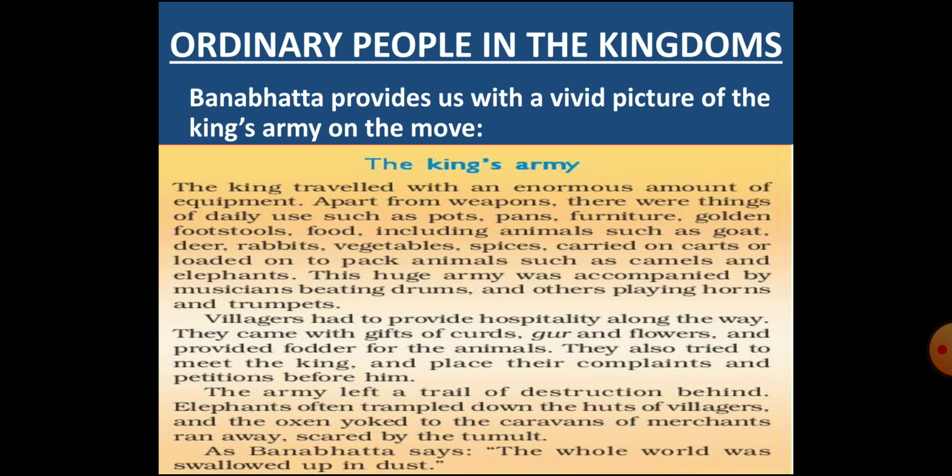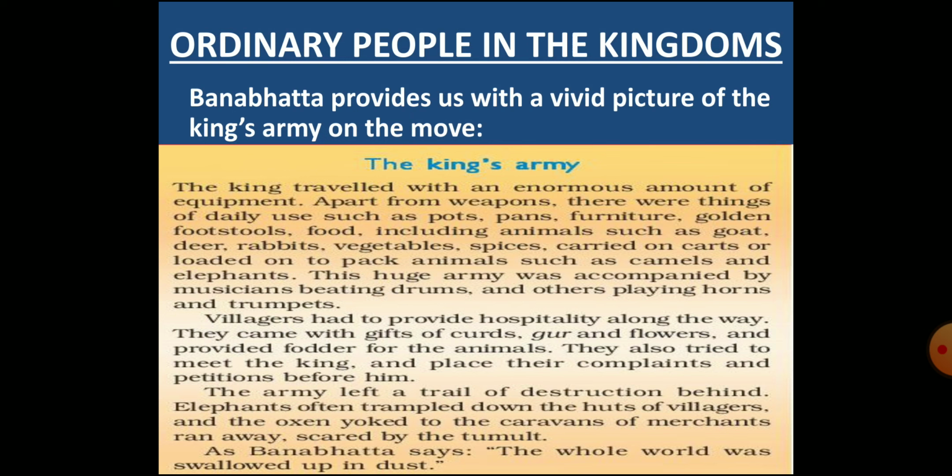For example, Banbhatta, the court poet of Harshvardhana, gives a clear image of the king's army on the move. He writes, the king travelled with an enormous amount of equipment. Apart from weapons, there were things of daily use such as pots, pans, furniture, golden footstool, food including animals such as goat, deer, rabbits, vegetables, spices carried on carts or loaded onto pack animals such as camels and elephants. This huge army was accompanied by musicians beating drums and others playing horns and trumpets.